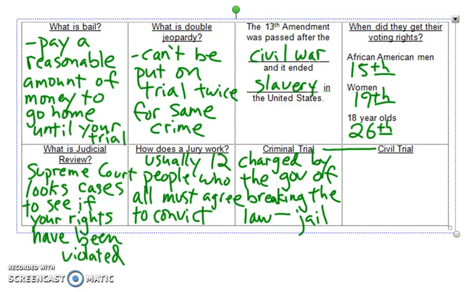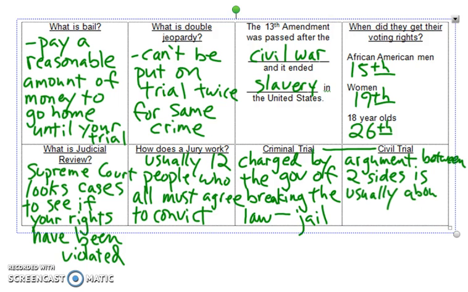Civil trial is basically an argument or a disagreement between two people or between two sides. Could be two people, could be a person and a company, and usually the argument between two sides is about money, right? One side wants money from the other side. Because no crime has been committed, there isn't any possibility of jail time. There is no jail, no crime, just an argument, a disagreement, and the court is used to settle the argument.